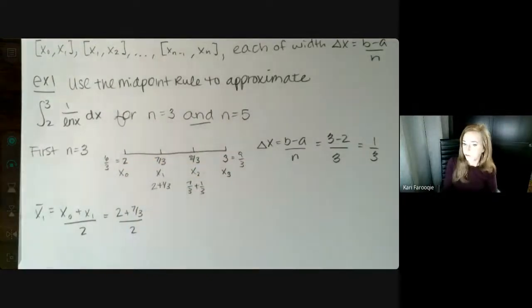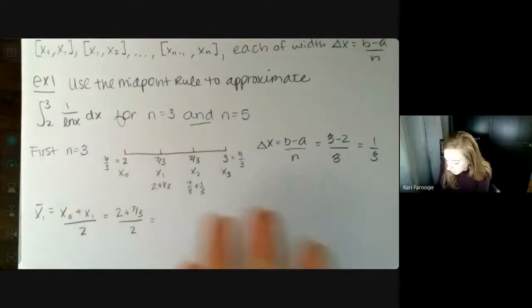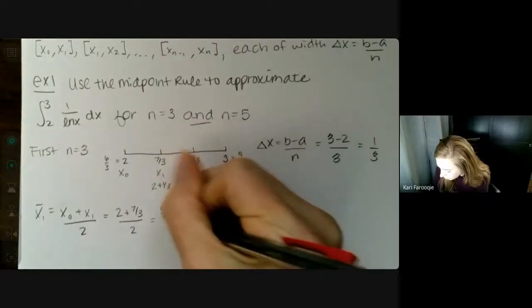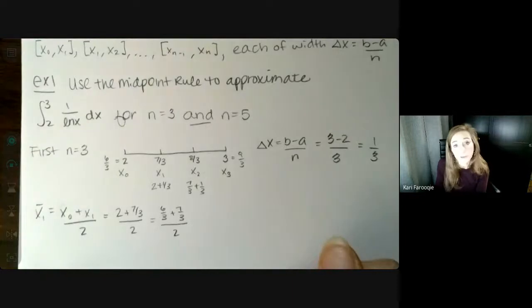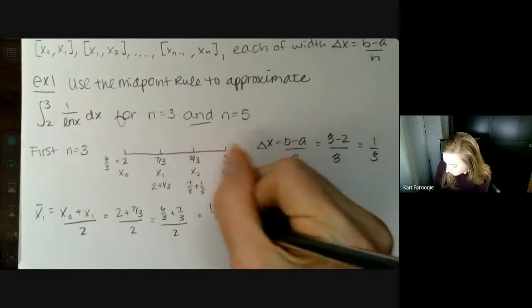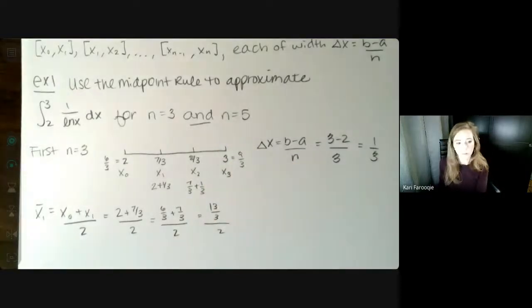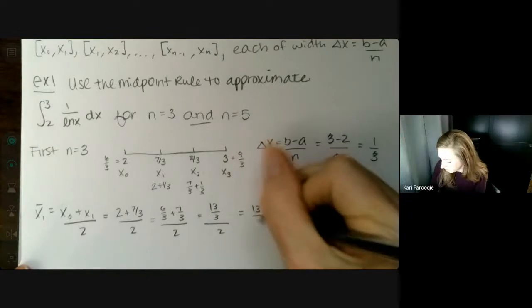Most of what you're doing here for approximating these integrals is just going to be some busy work with your arithmetic. And you can even do a lot of this in your calculator, but I know that 2 is 6/3. When you add 6/3 and 7/3, you get 13/3. When you divide by 2, you're multiplying by a half. So this gives you 13/6.